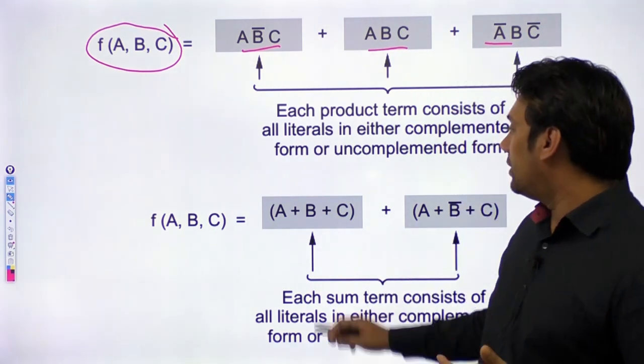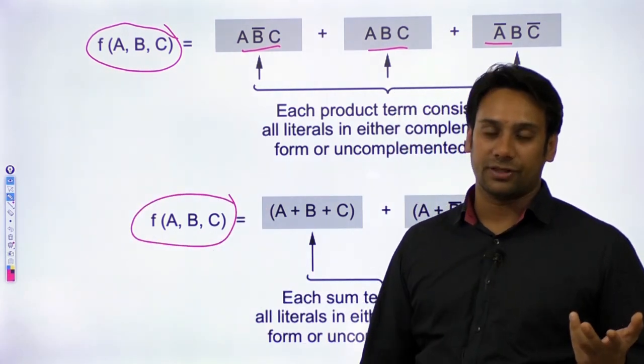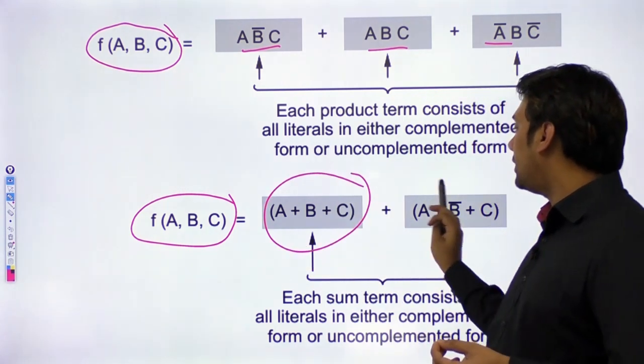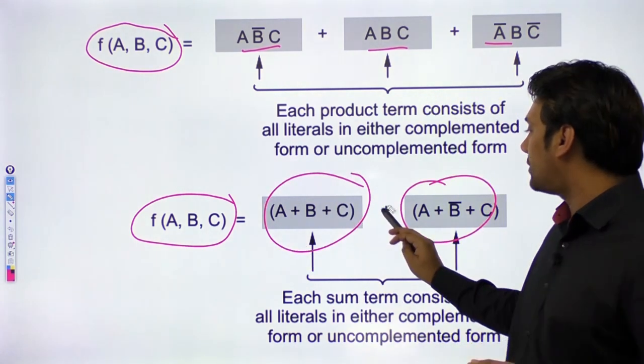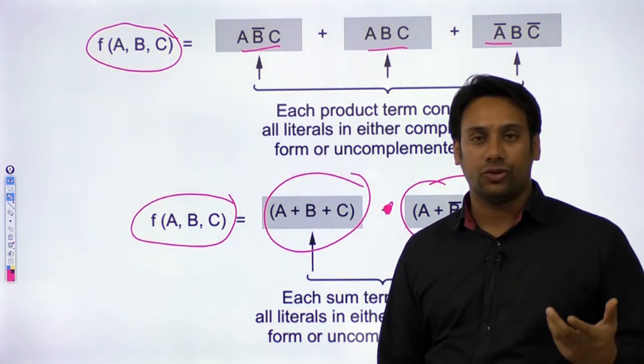In the same way, in the canonical product of sum, this function is a three variable function. So all of these three variables should occur here in each of these sum terms. Here this is the dot operator. So in each of these sum terms, all of these three variables should occur.